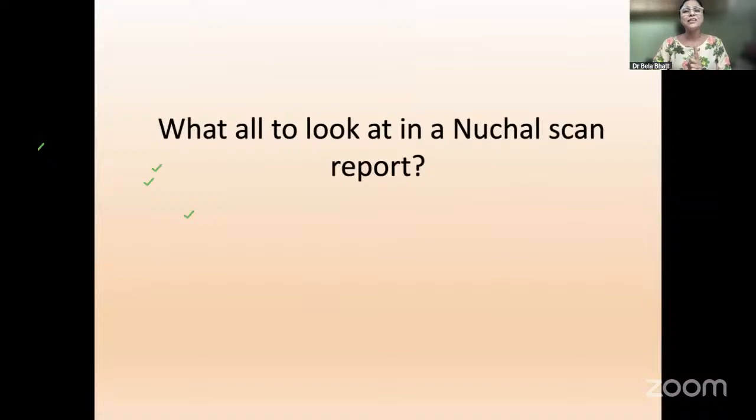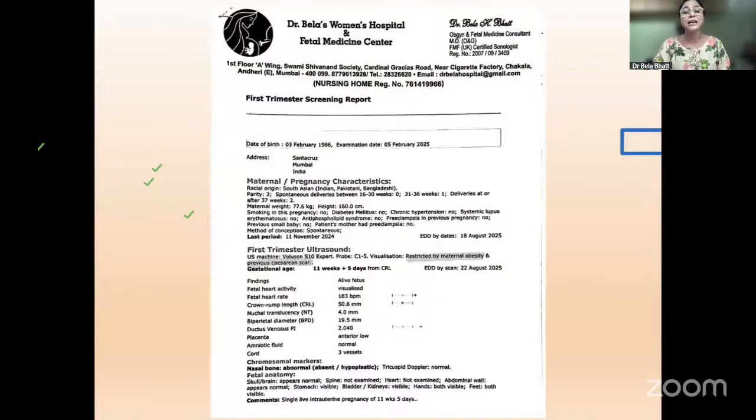Now, quickly we'll just have a look at how you look at the nuchal scan report. When the report comes, it is a 3-page report and the risk is on the 3rd page. So what we usually do is just go to the 3rd page, look at the risk, whether it's high or low, and then counsel the patient. That's not the way we should look at the nuchal scan report.